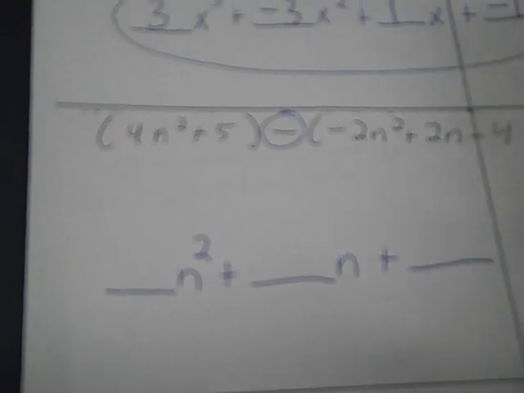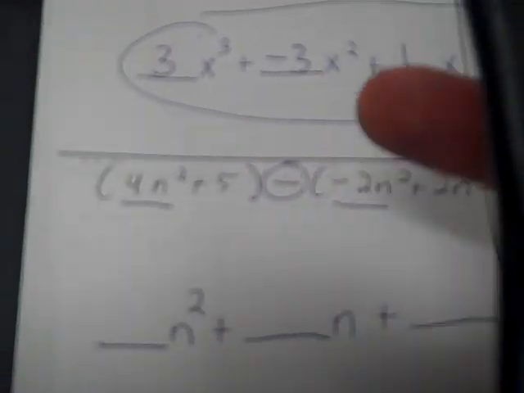Okay, so n to the second, in the first one I have 4n to the second, and then I have negative 2n to the second. So I take positive 4, and then it's a subtraction, and then negative 2. I get 6, because that's like 4 plus 2. And cross those out.